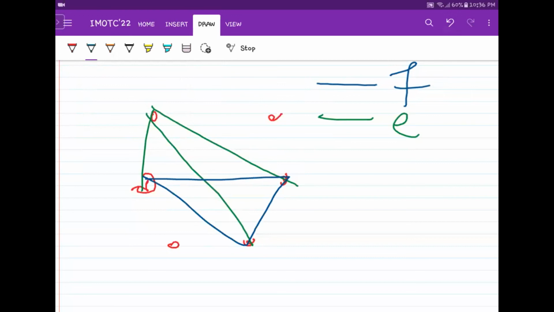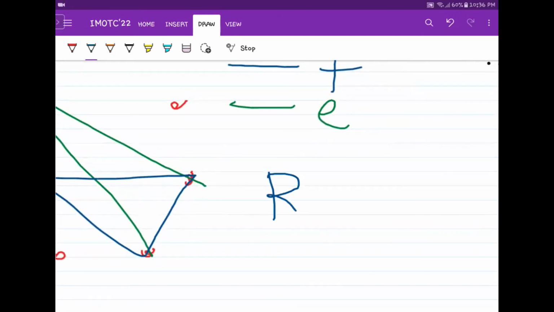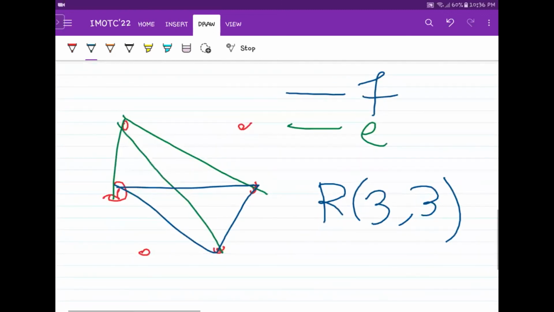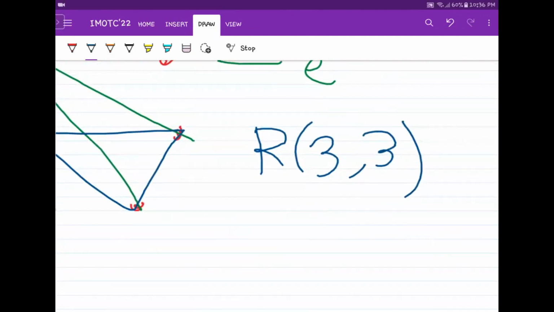Okay? So this is the basic problem that we call R33, Ramsey 33. R33 means that in a two-colored graph, there is at least one monochromatic triangle.